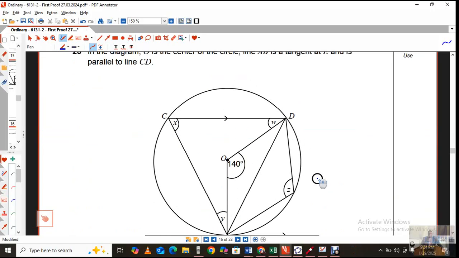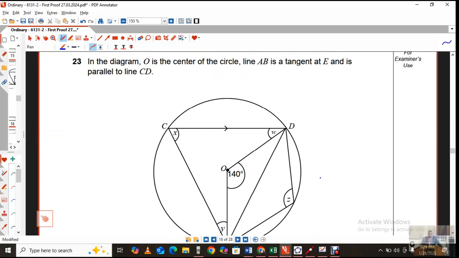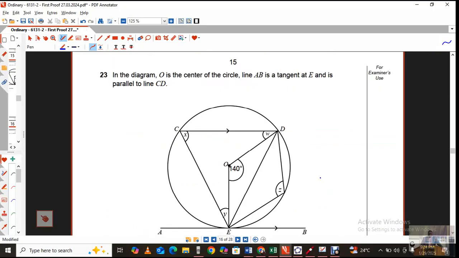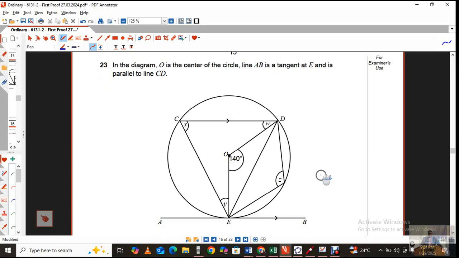Right. That brings me to question 23. Make it slightly smaller. In the diagram, O is the center of the circle. Line AB is a tangent at E. The thing about that is you must know that the tangent, this whole thing here, makes 90 degrees there, also on the other side. That's why that is important. Then we are told that that tangent is also parallel to that. So there are a lot of things that come in.